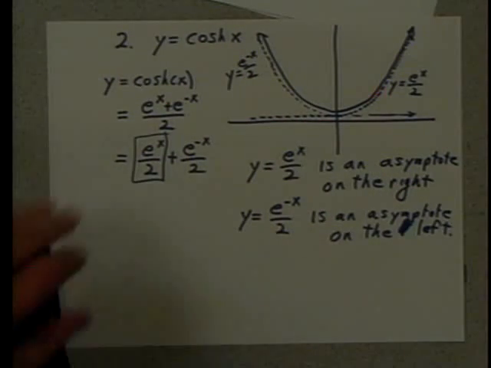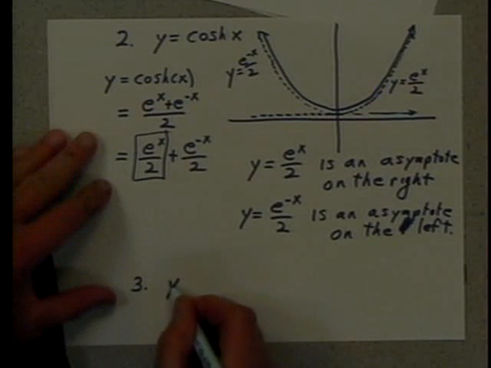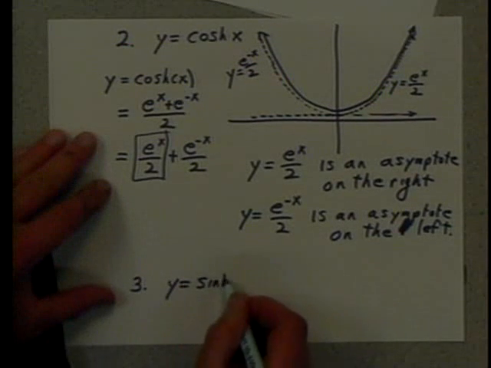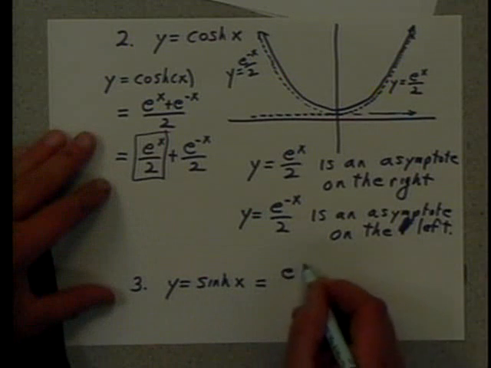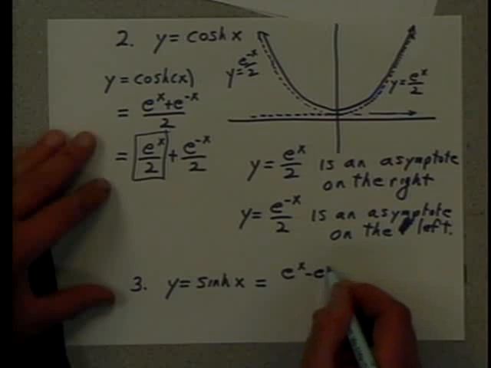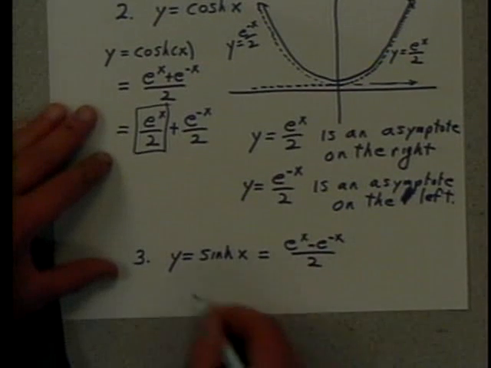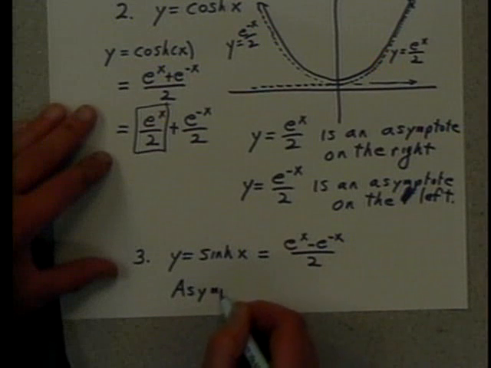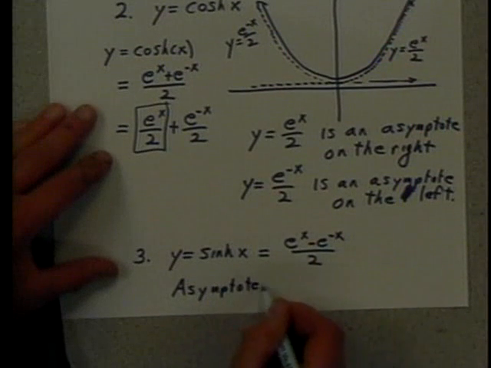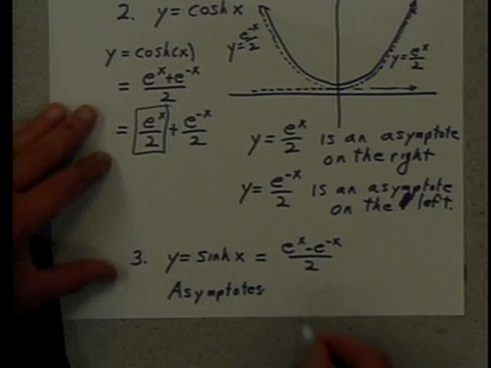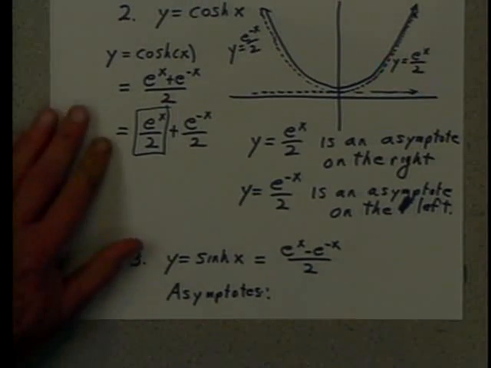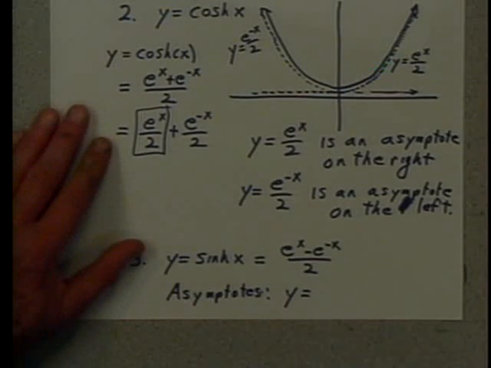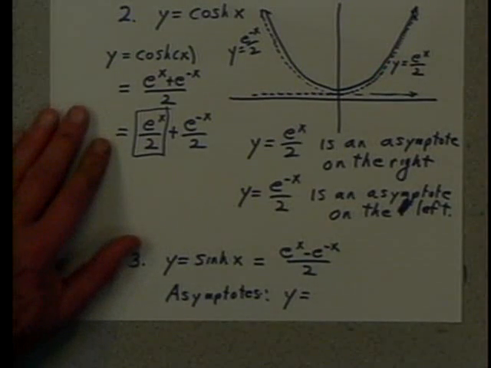Okay, the next one is y equals sinh of x. Okay, this time I want you to remember it's e to the x minus e to the minus x over 2. So guess what my two asymptotes ought to be? And then we'll graph all three at once again, because we haven't seen really what sinh looks like. Guess what one asymptote is, based upon the previous one?